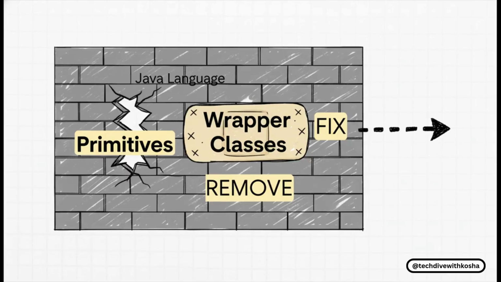And this is the absolute key takeaway right here. Wrapper classes are an amazing fix. They let you treat those primitive values like objects whenever you need to, like when you're putting them in a list. But they are a workaround. They don't change the fundamental fact that primitives still exist in the language as non-objects.